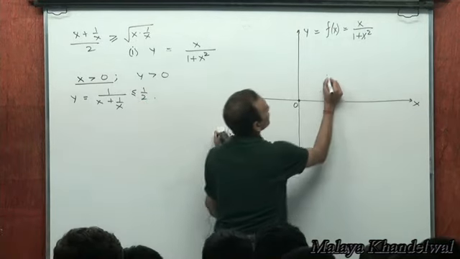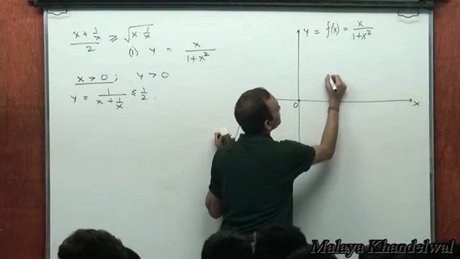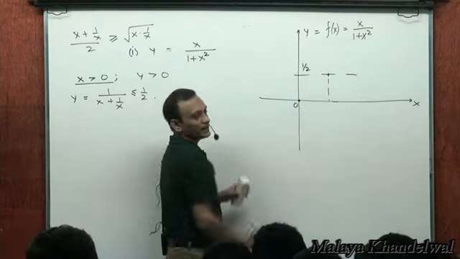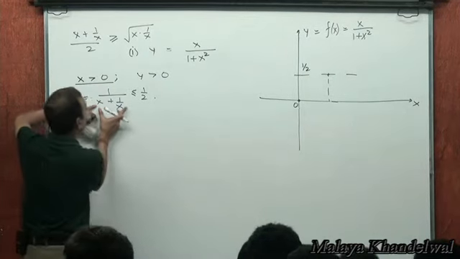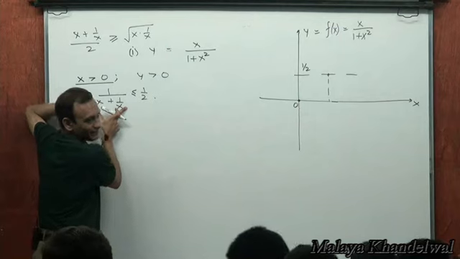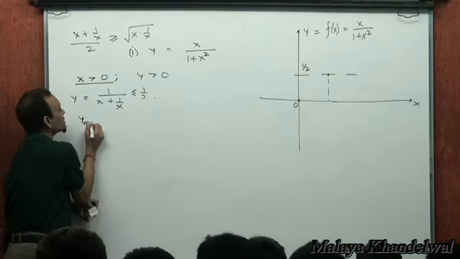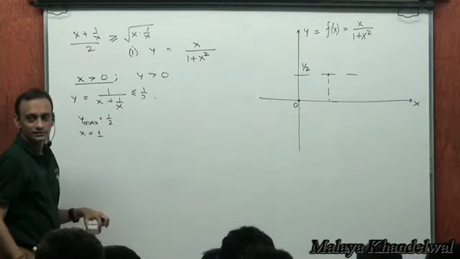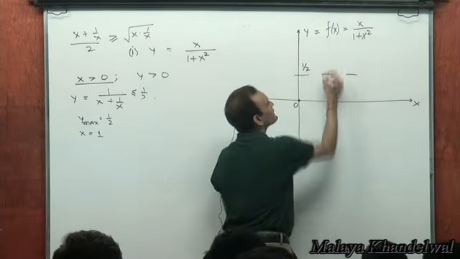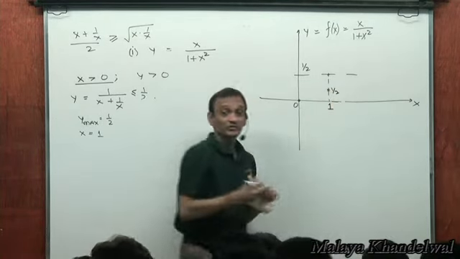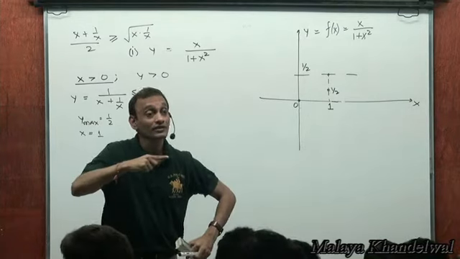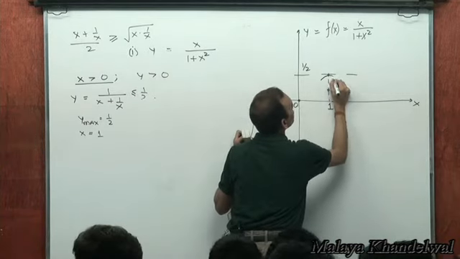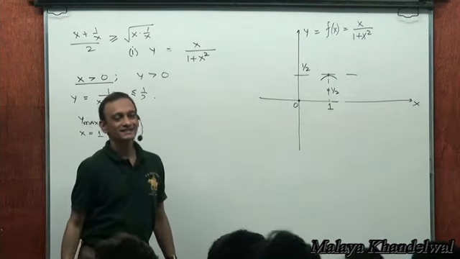So, it has a maximum value equal to half, and that happens at x equal to 1, where the denominator becomes equal to 2. Y max is half. Do you see that? And it happens at x equal to 1. And this is not just a global maximum. It's a local maximum also. Therefore, at x equal to 1, you would get a local maxima like this. Yes or no?